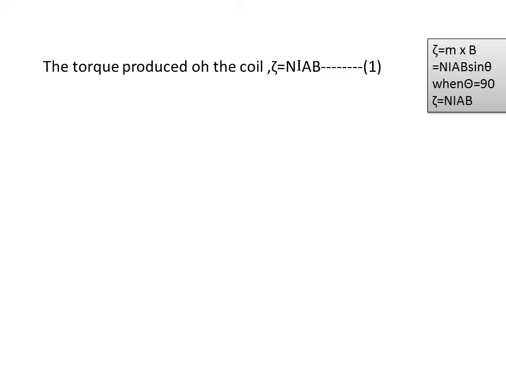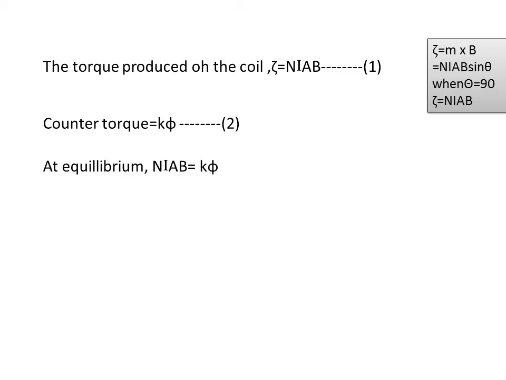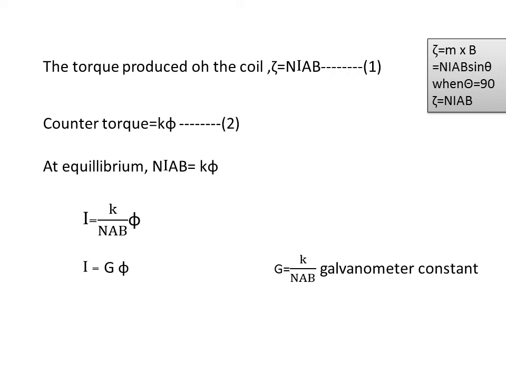This torque tries to rotate the coil, but the spring provides a counter torque given by K into phi, where K is the torsional constant of the spring and phi is the angle turned by the coil. At equilibrium, we can write NIAB is equal to K into phi. So I is equal to K by NAB into phi. I is equal to G into phi, where G is equal to K by NAB.